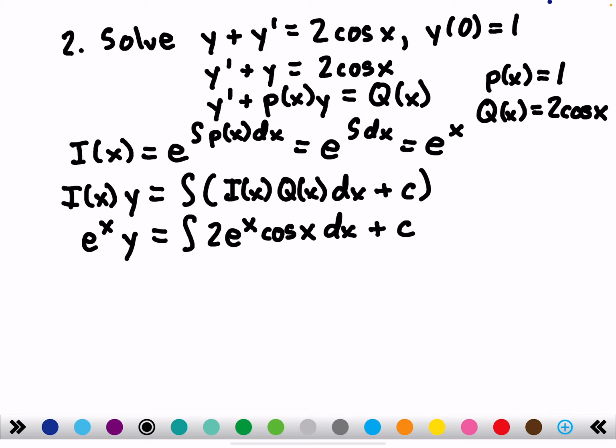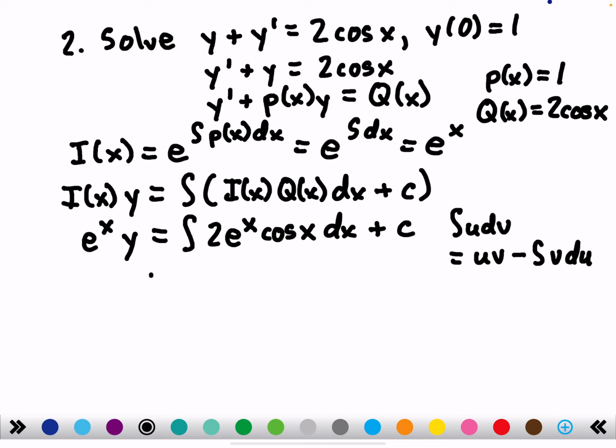Now, this integral of 2e to the x cosine x dx needs to be done with integration by parts. And integration by parts is the integral of u dv equals uv minus the integral of v du.